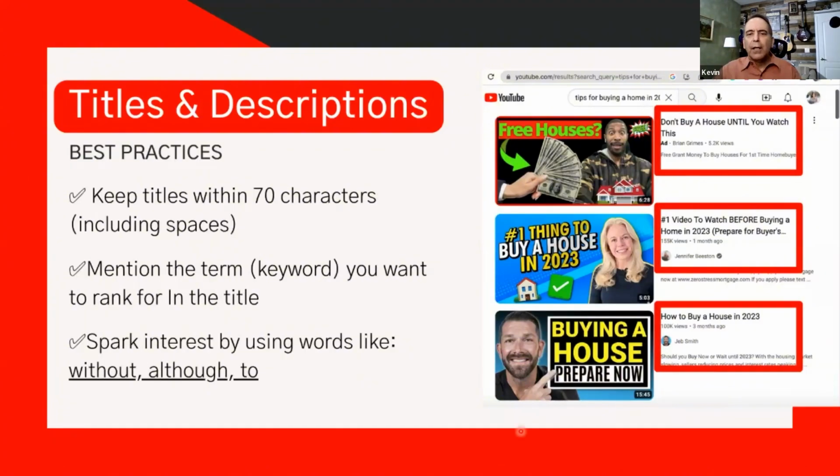But here's a couple of other best practices. Keep your titles within 70 characters, and that includes spaces. Mention the keyword you want to rank for in the title, and spark interest using words like without, although, or to. So those are some of the best practices.